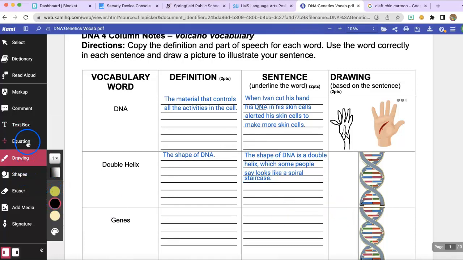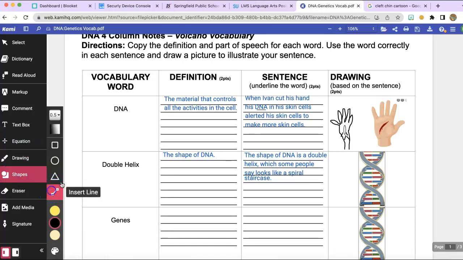Once again, I forgot to do the underlining of double helix. I'm going to grab my line. You're going to take your pencil and underline double, and you're going to underline helix. Okay?